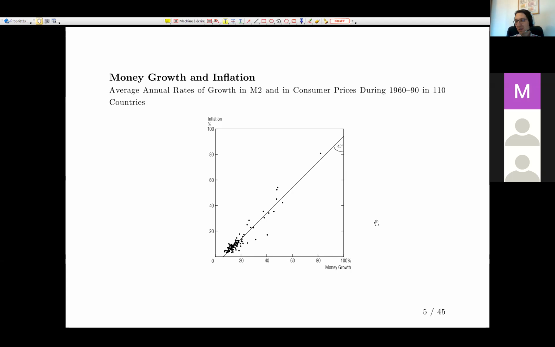So why is that the case? Well, it may be that people don't react as much in terms of velocity to the nominal interest rate as Cagan assumes. It might be because people don't adjust their expected inflation all that much with what happened today. But also it might be because there is a link between inflation and money supply. And what would that link be?